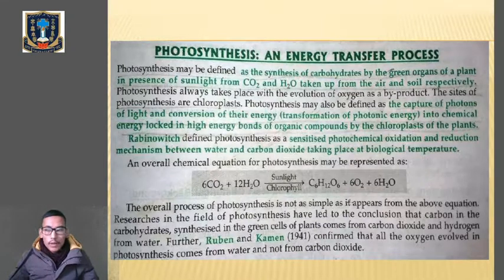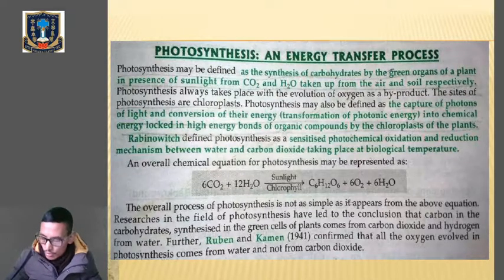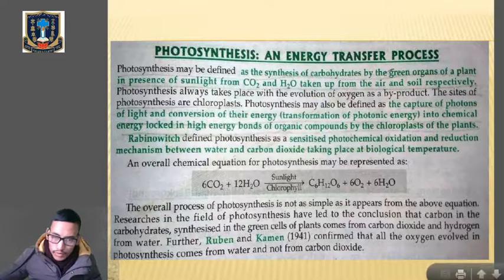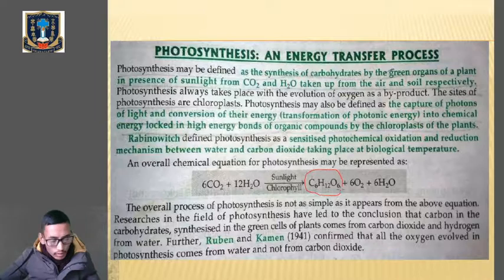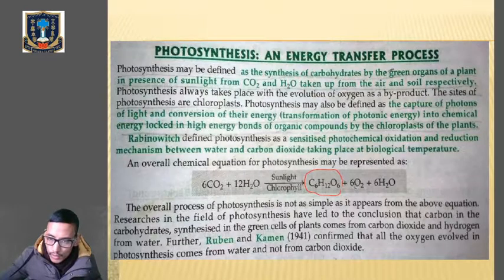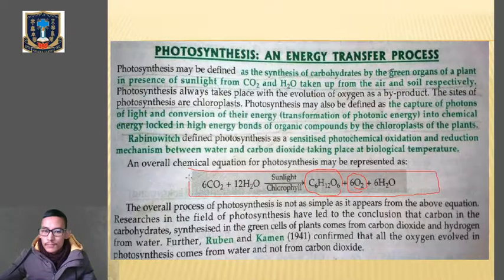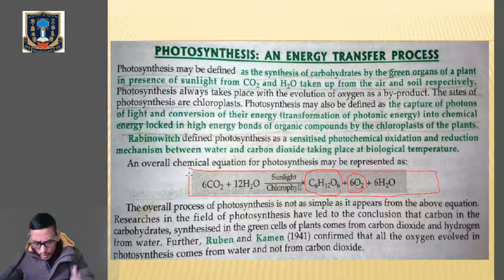Clear? Now the overall reaction of photosynthesis is that 6 molecules of carbon dioxide plus 12 molecules of water, in the presence of sunlight and the pigment chlorophyll, the plant will produce the food or the carbohydrate or the glucose, C6H12O6. This is the food molecule or the carbohydrate that is produced during the process of photosynthesis, where oxygen will be released as the byproduct into the environment. Okay, so this is the overall reaction of photosynthesis.